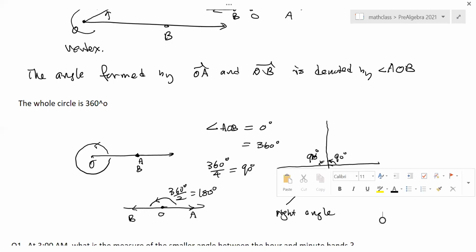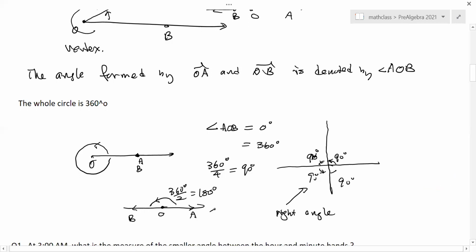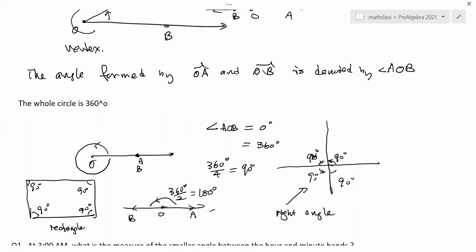Why call it right angle? Because it shows up everywhere. If we have a rectangle, this is going to be 90 degrees, and then 90 degrees, 90 degrees. This angle is also 90 degrees. So in a rectangle, all the angles are 90 degrees. We're going to study rectangles a little bit later.